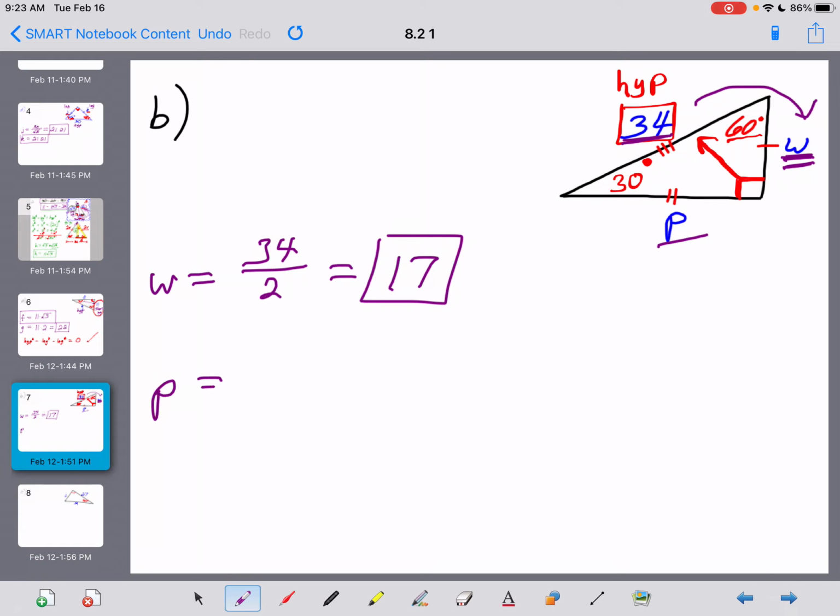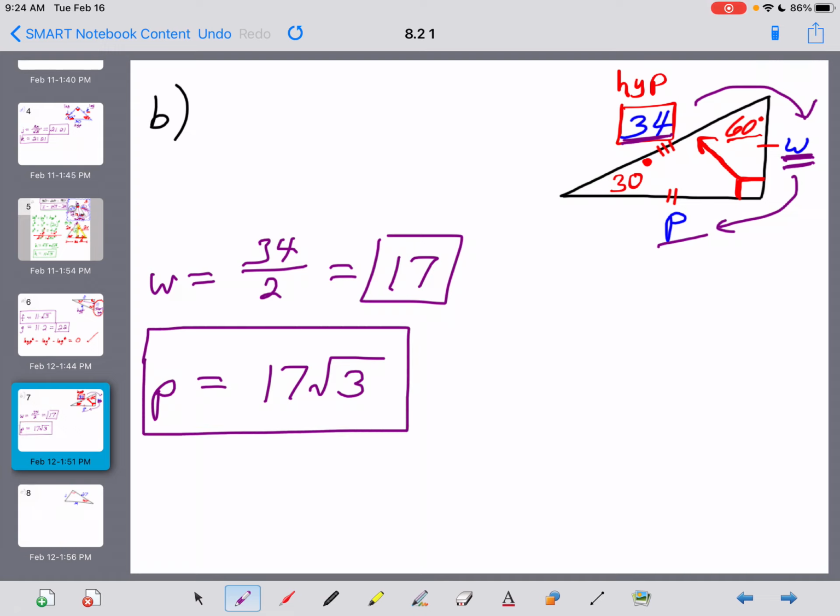P, everybody, is our long leg. And to go from short leg to long leg here, we are always going to multiply the short leg by the square root of 3. So the short leg was 17, and we're going to multiply that by the square root of 3. And here's more music to your ears, everybody, like watching Walter Payton run. It's just a beautiful thing. There's nothing else for you to do on your own right here. Okay, there's nothing to do to simplify this. 17 root 3 is as good as it's going to get. Getting it to a decimal would just make things uglier, so we're going to quit right there.